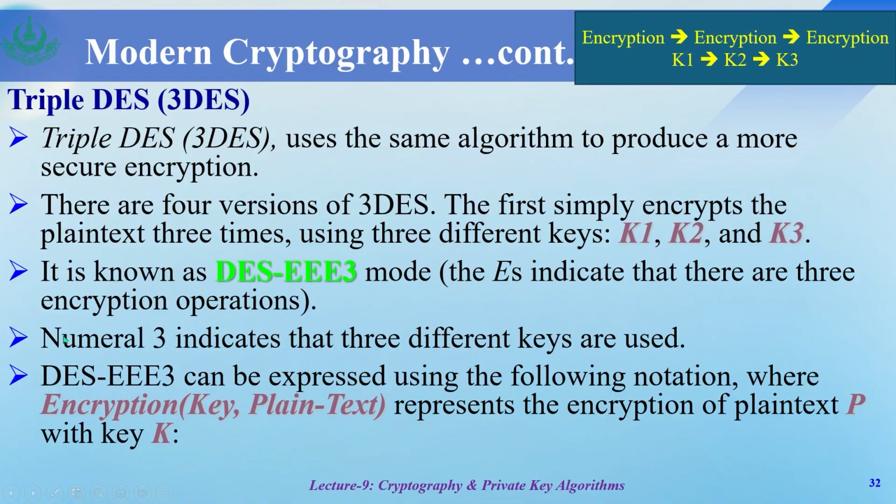DES-EEE3 mode. The E's indicate the 3 encryption operations. The numeral 3 indicates that 3 different keys are used. This algorithm can be expressed using the following notation, where E_K(P) represents the encryption of the plain text P with key K.